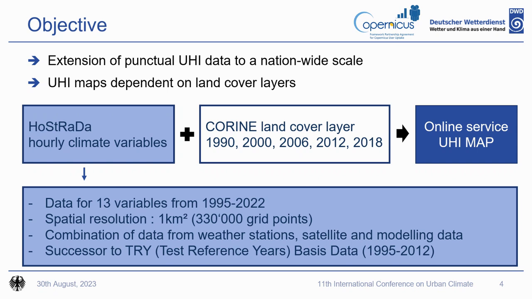The same temporal resolution and the spatial resolution of 1 kilometer are aimed to be used for the urban heat island maps too. The whole dataset is a combination of weather station data, satellite data, and modeling data. For calculating the urban heat island maps, what is important is the wind speed data, which is derived from model data, and the cloud cover data, which comes from satellite data. The raster dataset is a successor to the test reference years basis data, which only has a time range from 1995 to 2012.